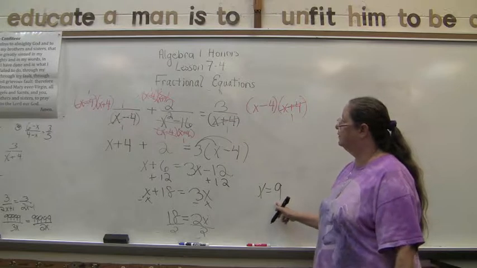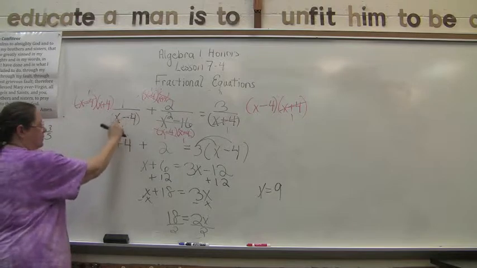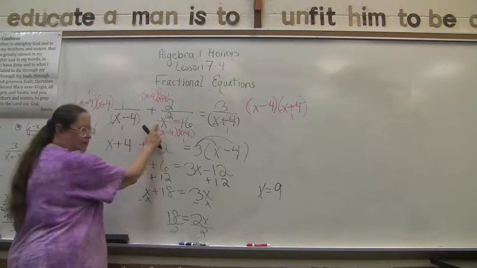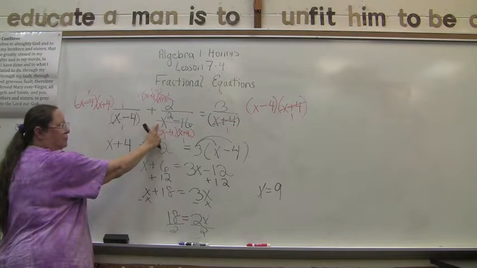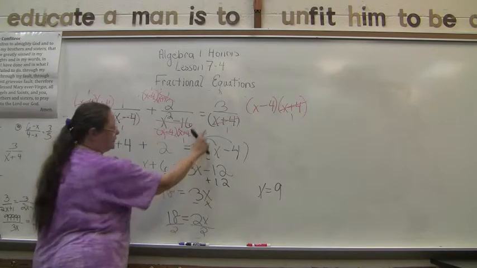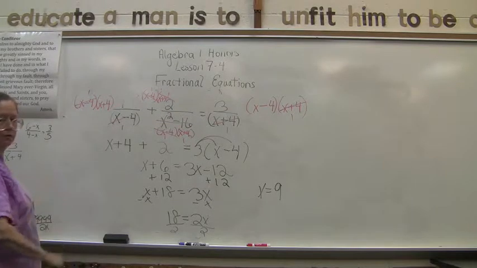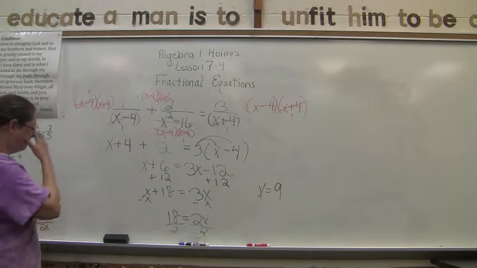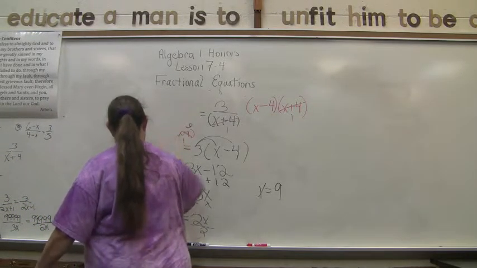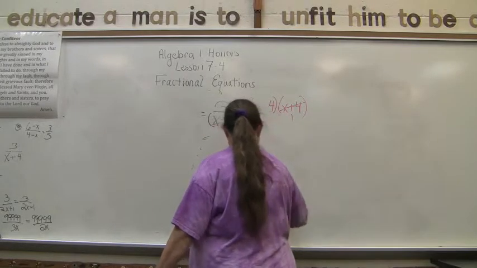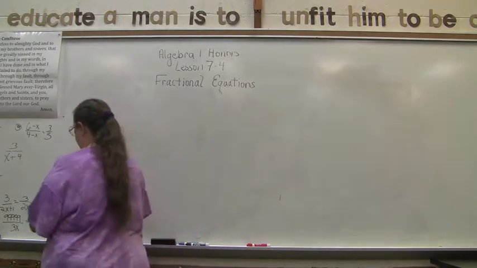Now, got fractions, have to do the buyer beware check. Take the 9. Let's see. 9 minus 4 is 5. That one's okay. 9 squared, that's 81. 81 minus 16 is 65. I believe that one's okay. And then 9 plus 3, that's 13. So I don't make any denominators 0. So 9 is a correct answer. Okay? Let's look at 2 more. Or 3 more, actually. Here's the next one.